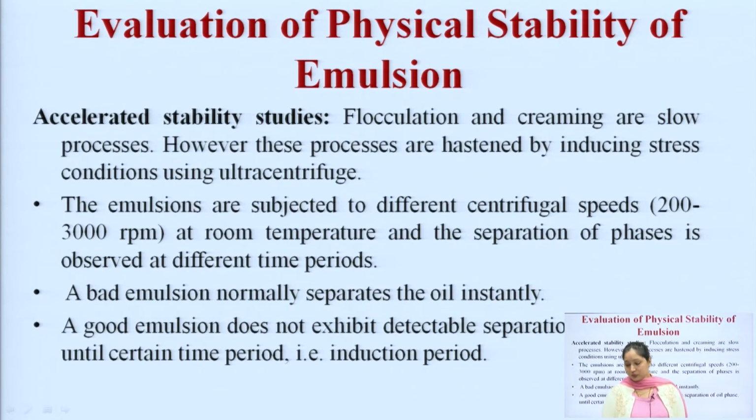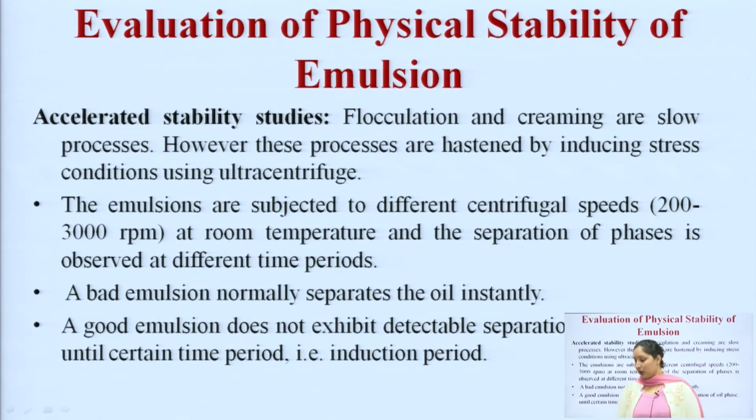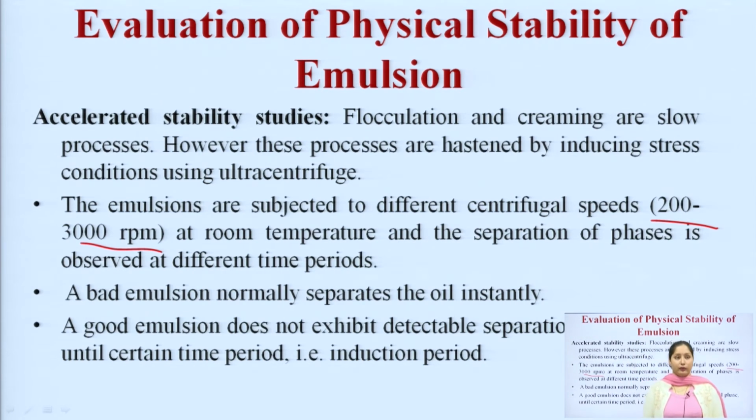So, what do we do? We take a series of emulsions and subject them to various centrifugal speeds, around 200 to 3000 rpm at room temperature. Okay. So, like this, we plot a graph between the time and the force, that is your centrifugal force, and from the graph we determine which emulsion or which emulsifying agent imparts a greater stability to the emulsion.